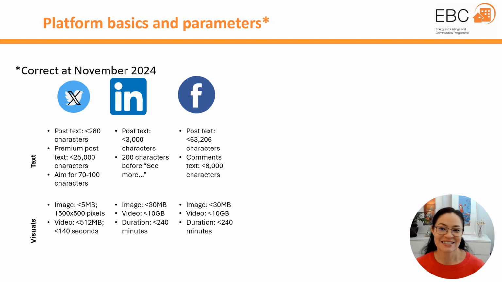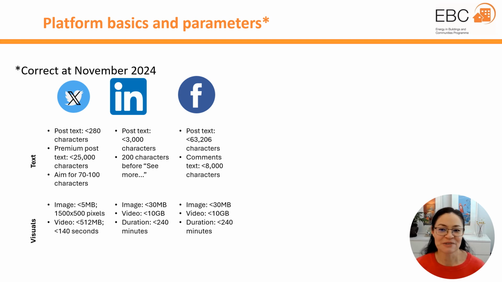This will give you an understanding of what kind of materials you need to give to your university or institute communications team so that they can post on Facebook on your behalf. So, Facebook text can be up to 63,206 characters and comments can be up to 8,000 characters. But again, just because you have more space for words doesn't mean you should use all of the space allowed.